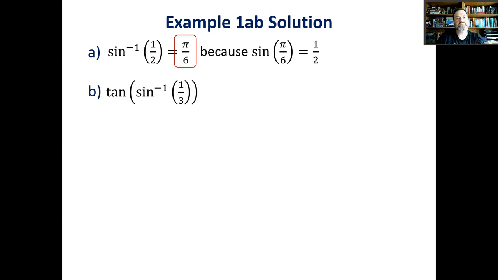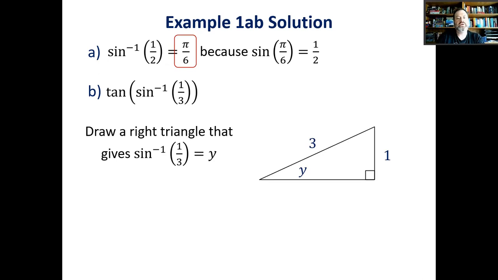So what we're going to do is build a triangle. Just draw any old right triangle. It doesn't have to be in the first quadrant. It can look however you want it to look. And just label the sides so that the arcsine of 1/3 equals y. That's basically saying sine of y is 1/3, right? Those are equivalent. You're just interchanging x and y.